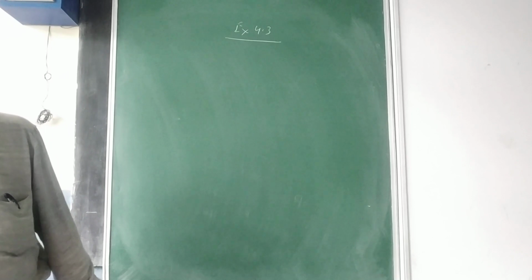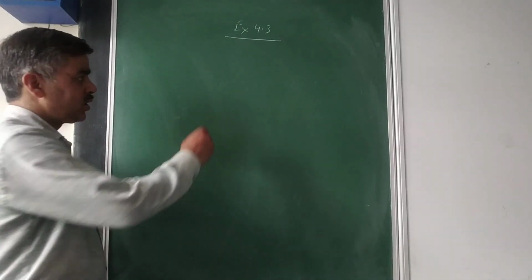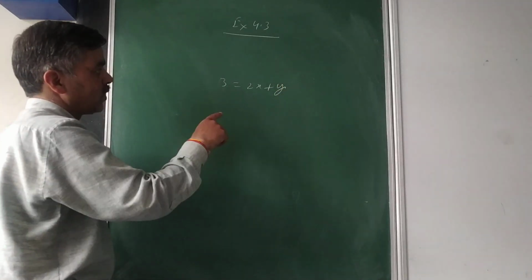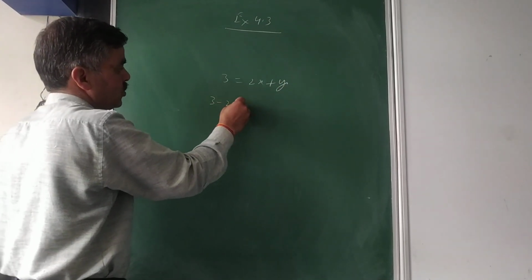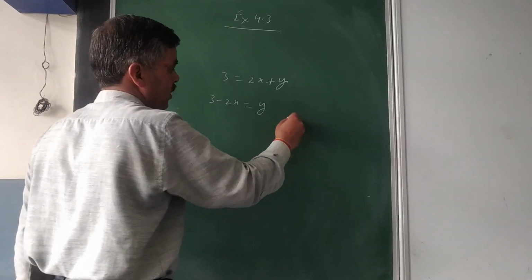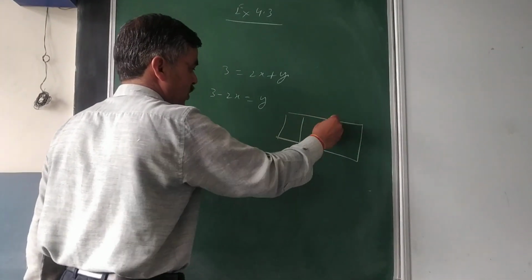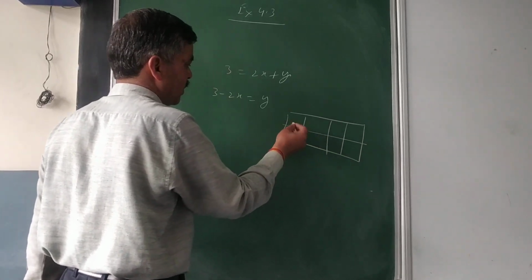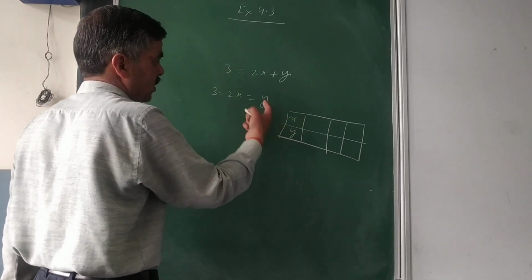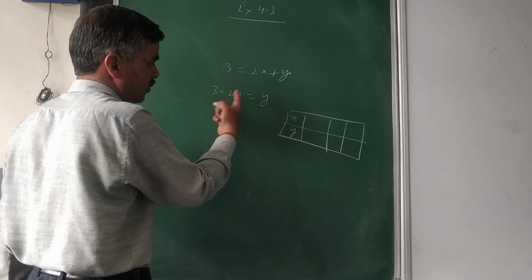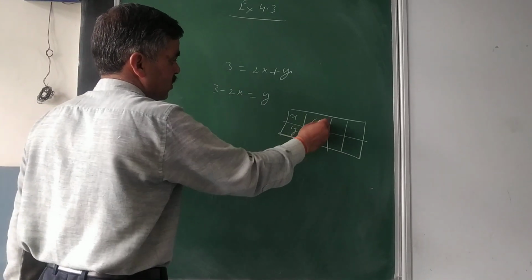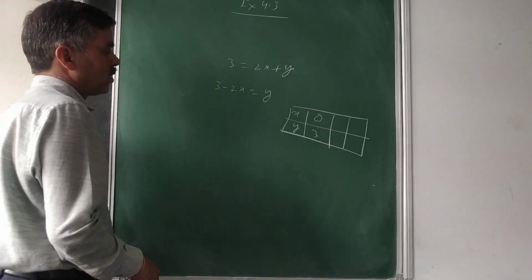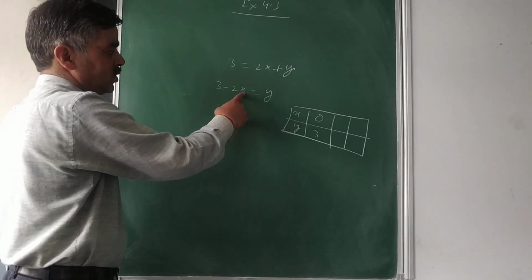For example, suppose you have the equation 3 = 2x + y. Just giving you the reminder. So 3 - 2x = y. I told you, whenever you are going to draw the graph, you can choose minimum 2, maximum 3 points, x and y. Here you put x and you get y. Suppose you put x = 0. So 3 - 0, y will also be equal to 3 when you put x = 0.